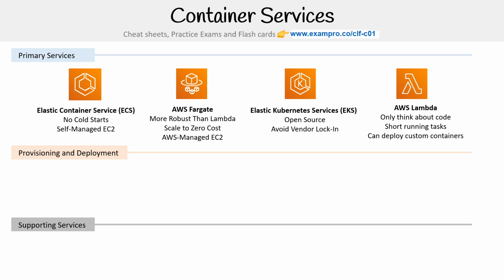Then you have AWS Lambda, so you only think about the code. It's designed for short-running tasks. If you need something that runs longer and is serverless, you'd use AWS Fargate, which is serverless containers. You can deploy custom containers.